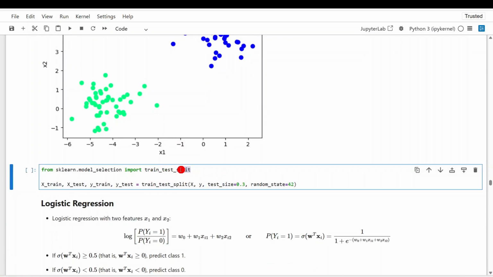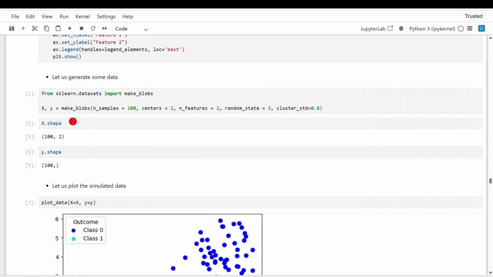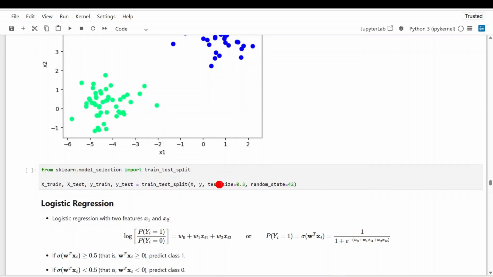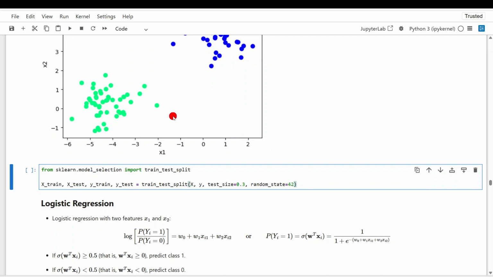Now, by calling the function train_test_split from sklearn.model_selection, let us split this input features data and output data into train and test sets. So train_test_split with X, y and a test size of 30%. 70% will be considered for the training data and 30% will be considered for the test data. So let me run.